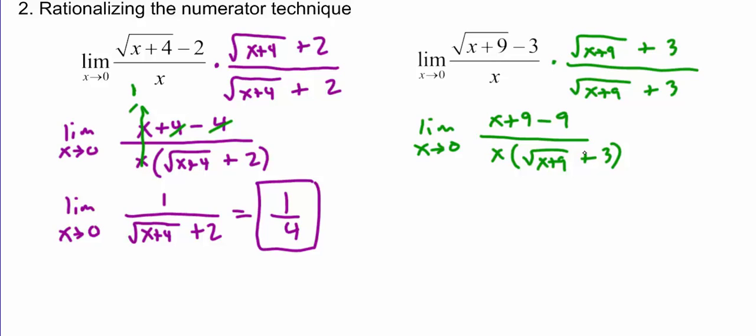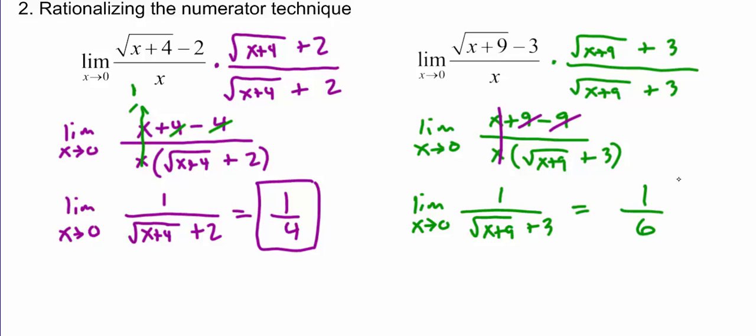And then again, keep the denominator in the factored form. It'll definitely pay off. And then I see I have a plus 9 and a minus 9. X divided by x, that's just 1. And so our numerator is 1. Our denominator is the square root of x plus 9 plus 3. And this would be square root of 9, which is 3, plus 3. So our limit, of course, is 1/6.